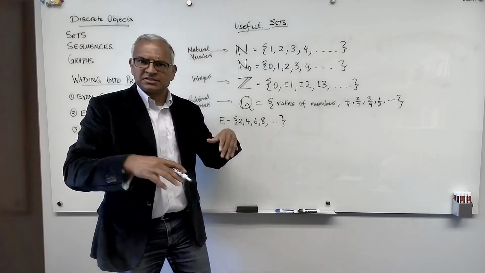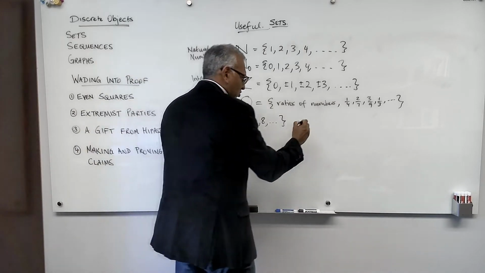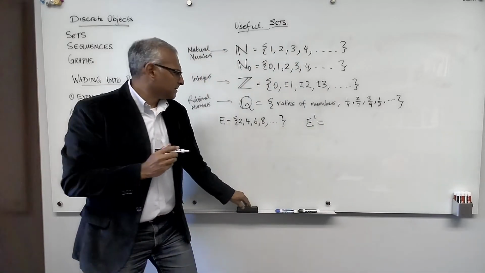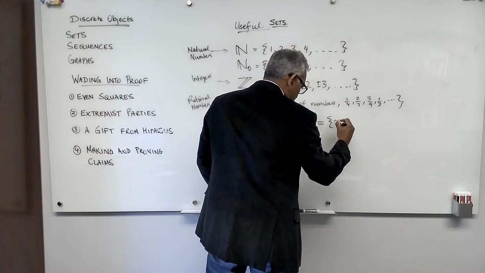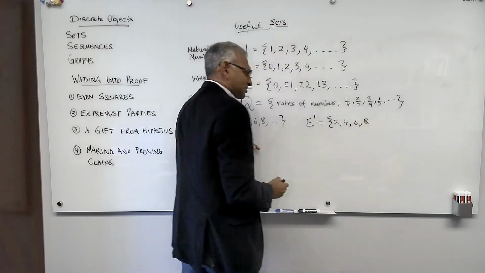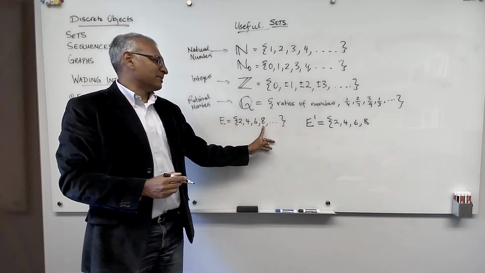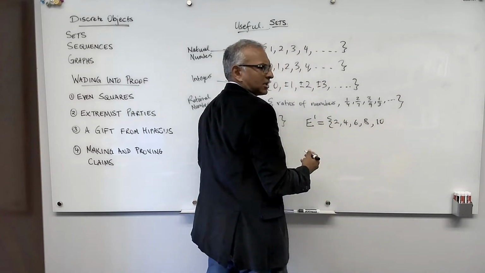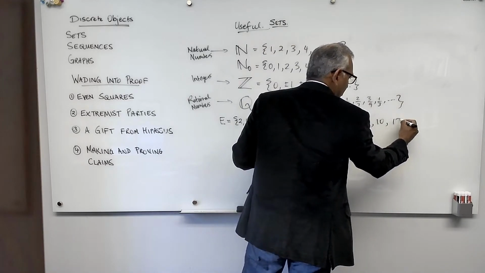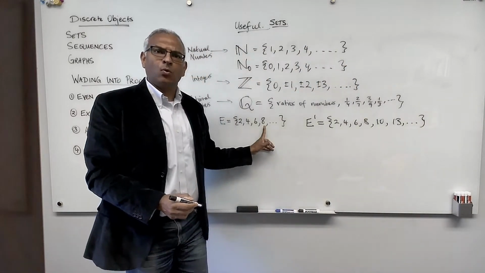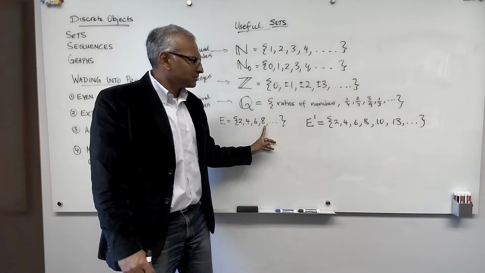Let's consider another set. I'm going to call it E prime. So this set E prime is 2, 4, 6, 8, and it's looking like the even numbers. You're thinking, why am I defining the even numbers again? No, so 10, it still looks like the even numbers. The next is 13, and ... and you go, what?